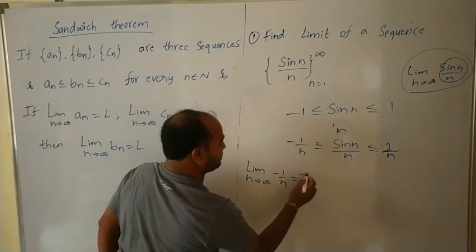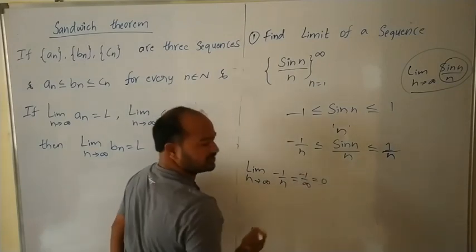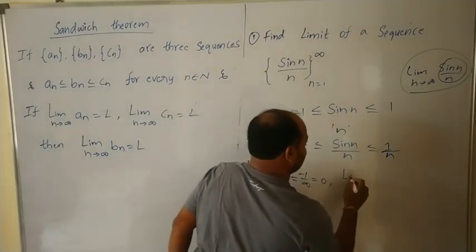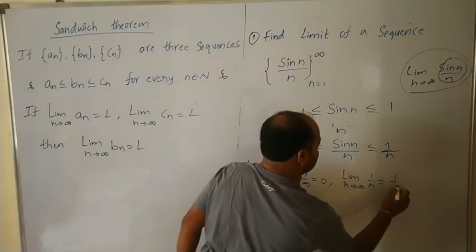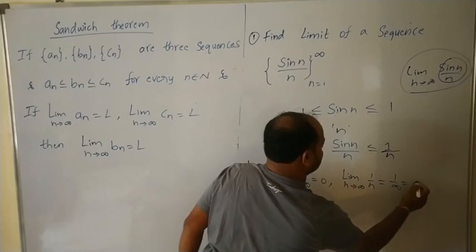Okay, so first let us find limit n tends to infinity -1 by n, which is equal to -1 by infinity, which is equal to 0. Similarly, limit n tends to infinity 1 by n is also 1 by infinity, which is equal to 0.